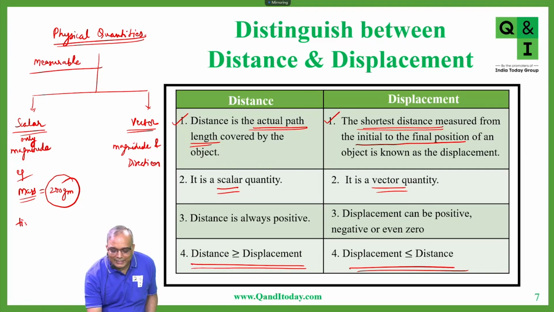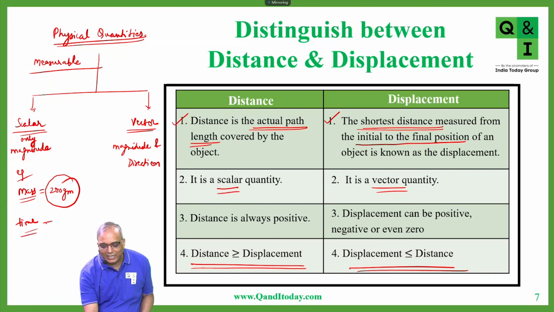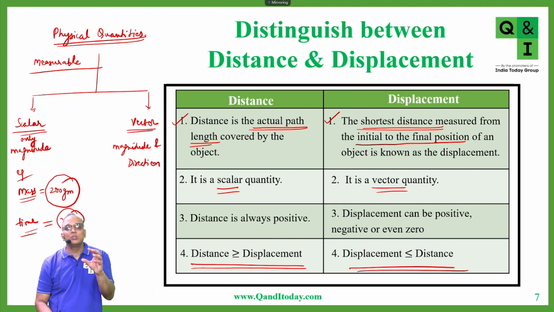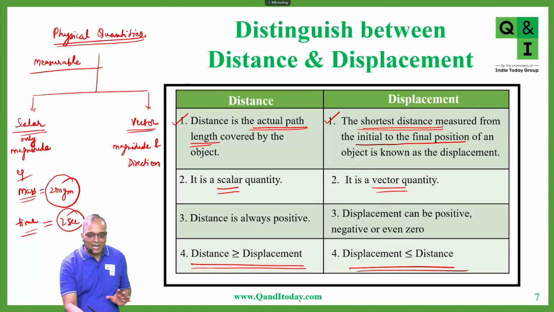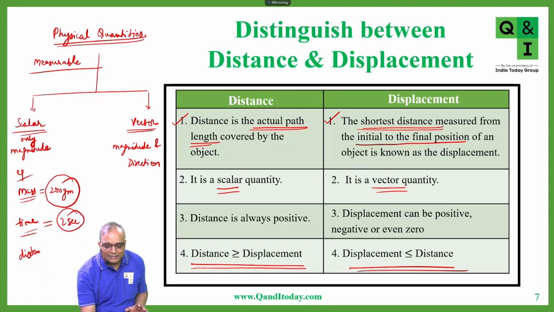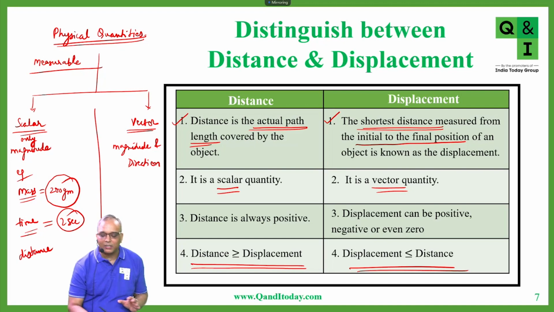Similarly, another example is time. If I say it is 2 seconds, here 2 seconds gives you the magnitude. Second is the unit and 2 is the number, the magnitude. So this is only magnitude. So mass, time, distance, these are all scalar quantities.